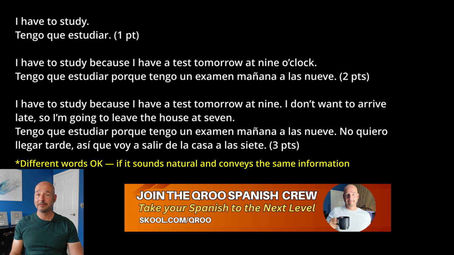And our advanced one, which is actually 2 sentences. They don't always just have to be 1 sentence, folks, you know. Break out of that mold. Tengo que estudiar porque tengo un examen mañana a las 9. No quiero llegar tarde. Así que voy a salir de la casa a las 7. If you got the structure right and everything flowed naturally, give yourself the points. All right, let's move on.